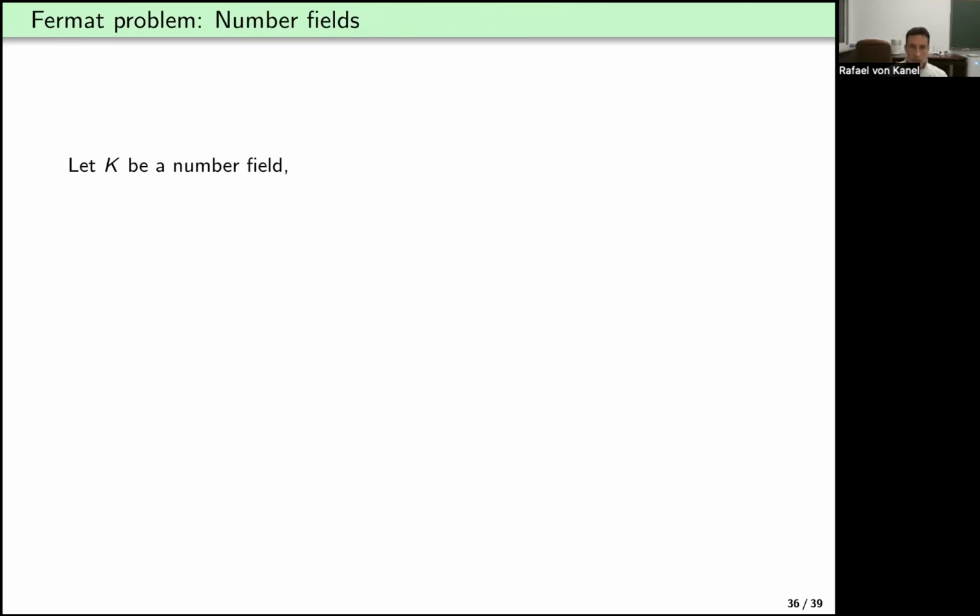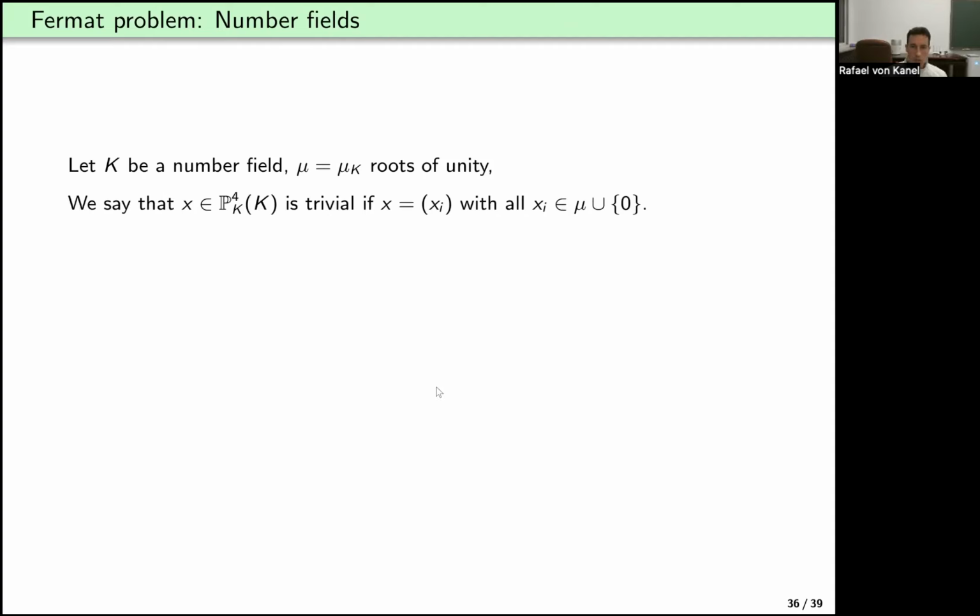So finally, let me also discuss the case of number fields. So let K be a number field. And by mu, I denote the roots of unity. Then we say that a point in P4 over K is trivial if the point has coordinates xi such that all xi lie in mu union 0.